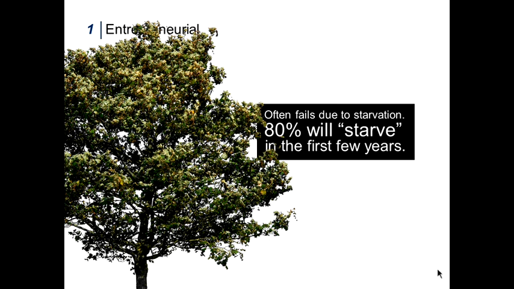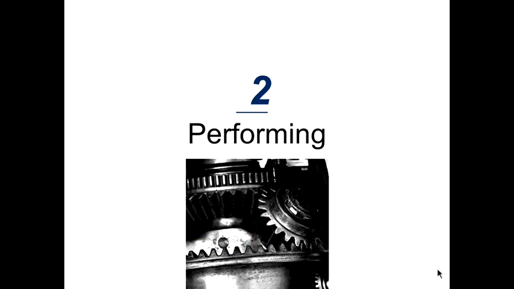But not all of them fail. 20% will succeed. And those that succeed move to the next stage, which I call the performing enterprise. The performing enterprise, if we stay with the metaphor of a human being, we have the newborn at the entrepreneurial stage. This stage is now the toddler stage. The enterprise has found its legs. It's beginning to walk. It's beginning to run. And it's a real business. So they have found their value proposition. If I could have the next slide.